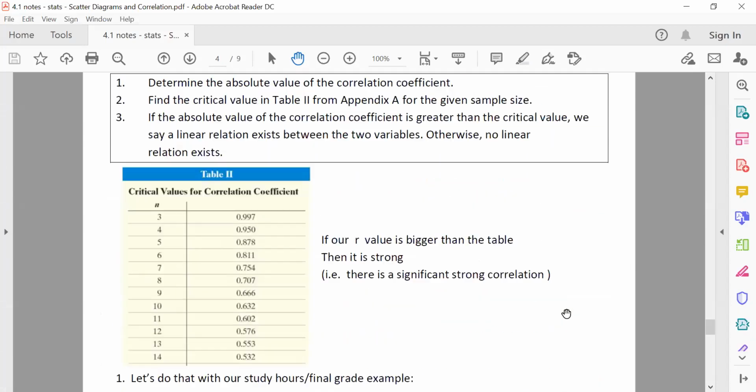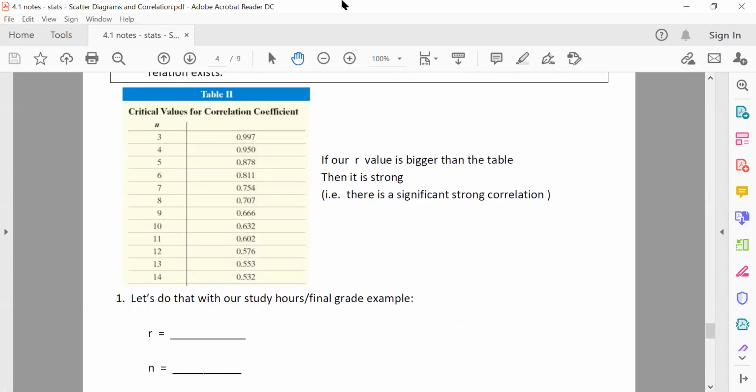So going all the way back to this test, we found an R value of negative 0.8998. And that's pretty strong. That's a pretty strong case because it's close to -1. So what we would need to do is take the absolute value of that. Remember, absolute value just says make your negative number positive. If your number's already positive, leave it alone.